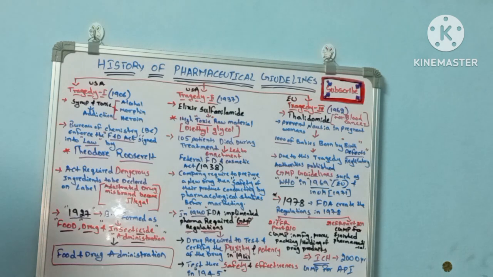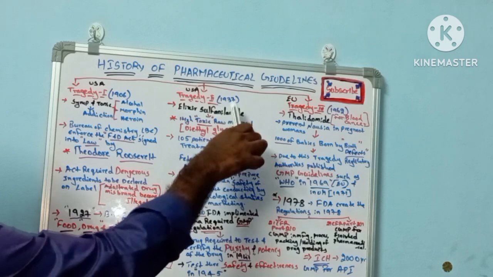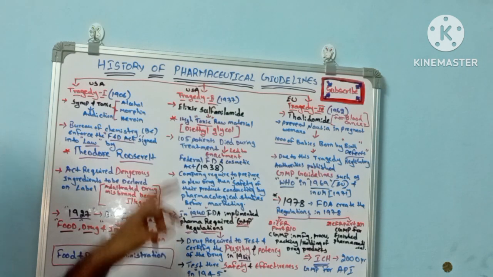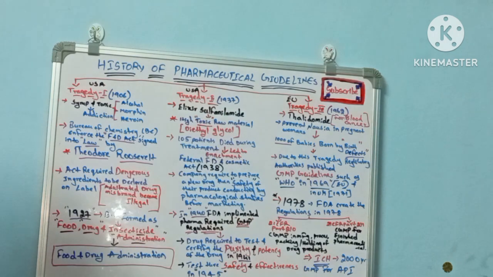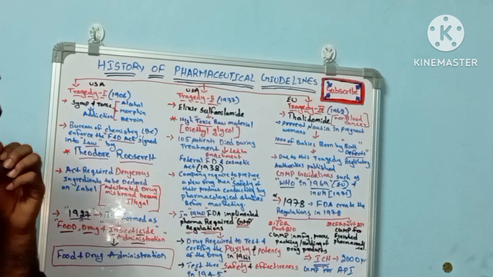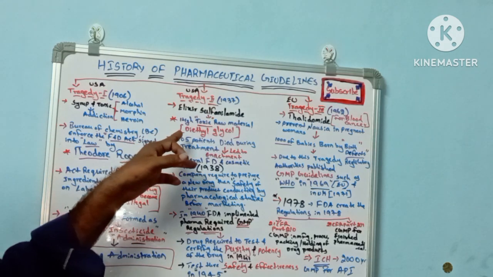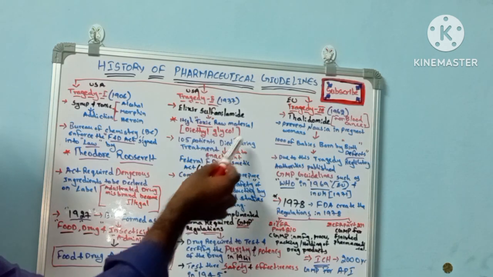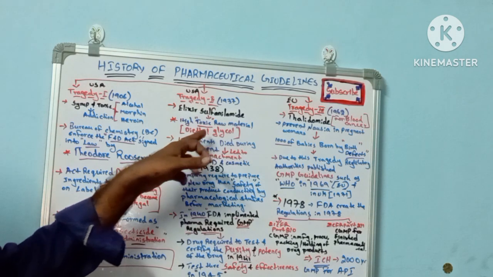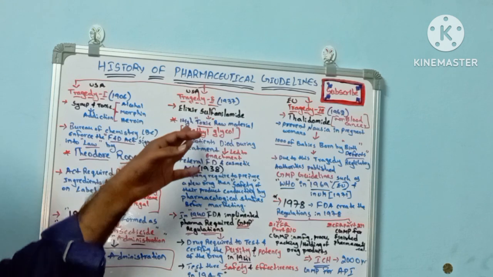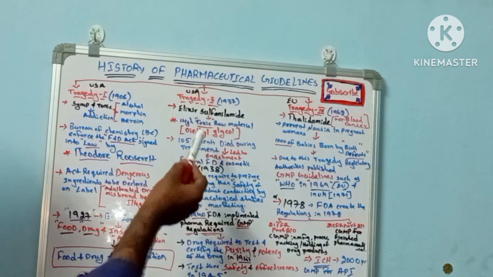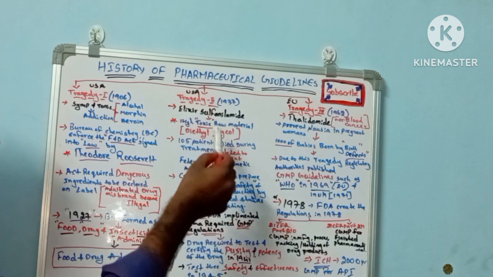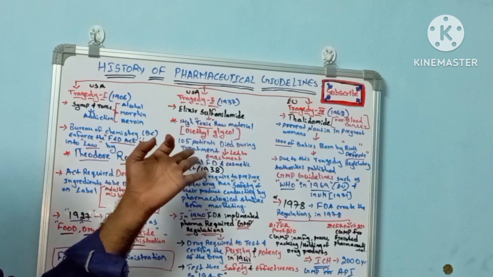After many years, tragedy 2 happened in the USA in 1937. What was that? Elixir sulfonamide. This elixir sulfonamide was used as an antibiotic for patients suffering from bacterial infections. What happened during manufacturing? The manufacturer used a highly toxic raw material, diethylene glycol. This was very toxic, and when patients were treated with this medicine, they died. Approximately 105 patients died during this treatment.